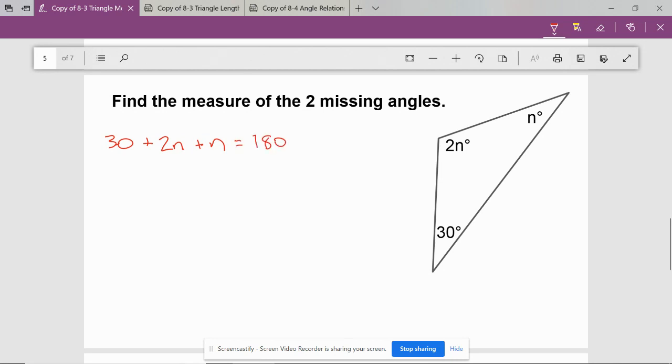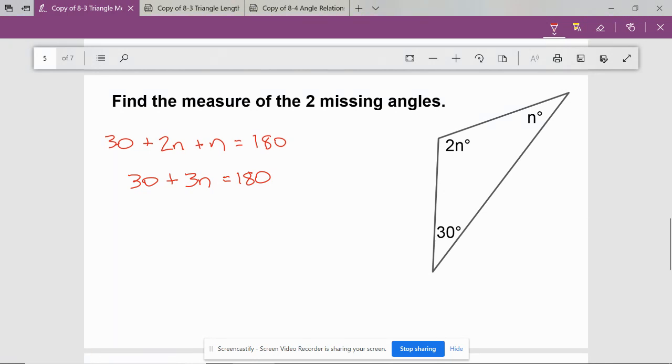Okay, so just write out your three angles so that they equal 180. So what's 2n plus n? That's the same as saying 1n, right? So 2n plus n is going to be 3n. Okay, not too bad. A plain n is the same as 1n, so 2 plus 1 is 3, so we get 3n.